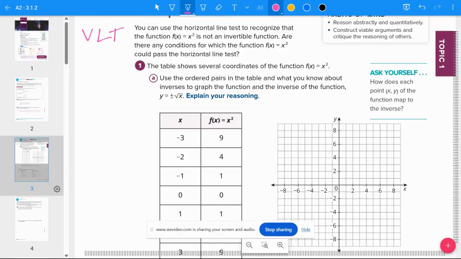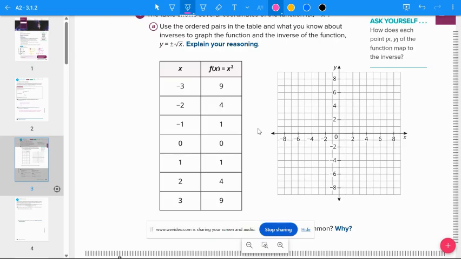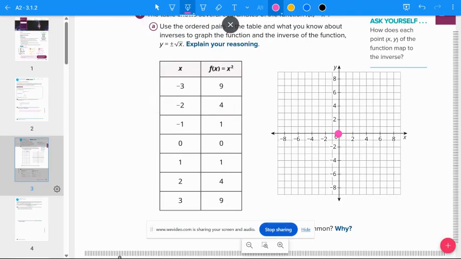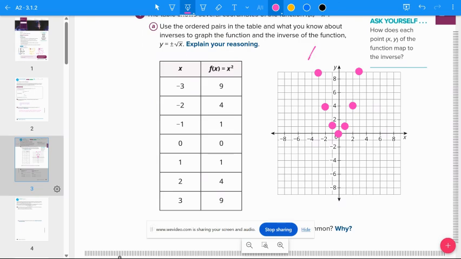So if we use this table to do some graphing here, pause the video, graph this bad boy to start. It should be rather simple. So graph it on your own and let's see what you get. This is what I got as f of x.